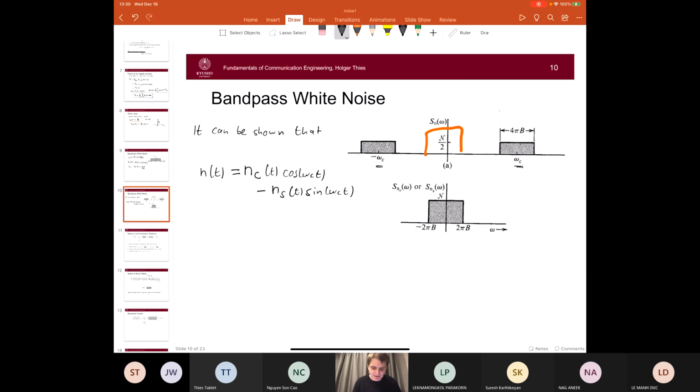So we can write this filtered process in this form where nc and ns are baseband white noise processes. So nc(t) and ns(t) are baseband white noise processes, like we have just seen. They are of this form with the same bandwidth that we take here. So we can split up the noise process that we get into two baseband white noise processes with the same bandwidth.